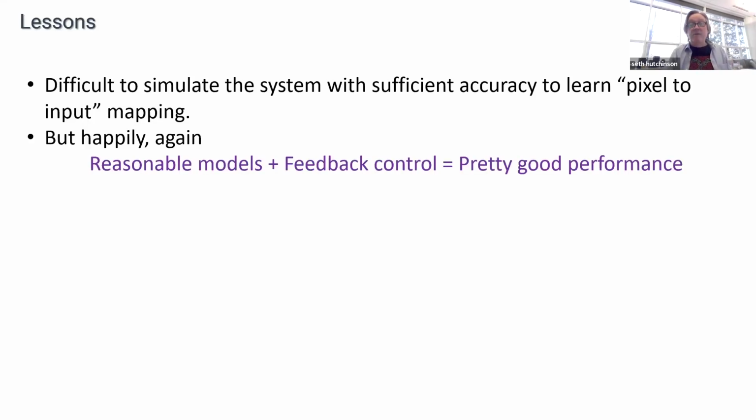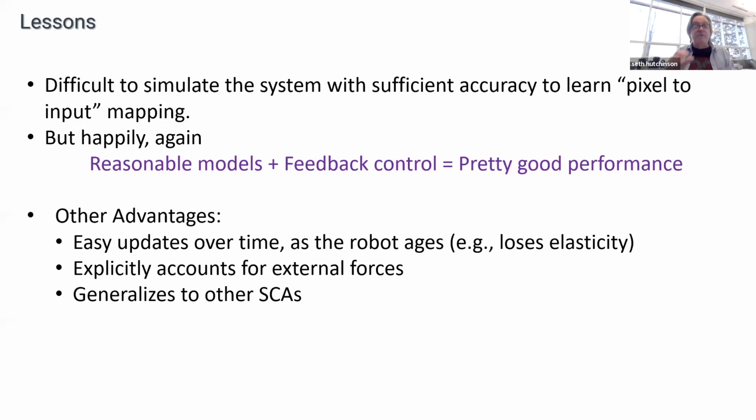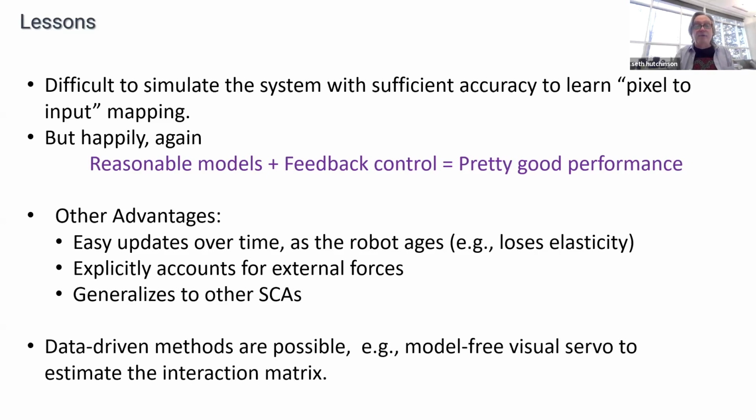But again, we learned that a reasonable model, and the Cosserat rod model is a pretty reasonable model, but certainly it's not true. Right? There are some very weird discrete effects that happen along the length of that robot because of these winding patterns of string. And yet the model, together with a closed loop feedback controller using vision, gives very good performance. It's easy to update everything in the model over time as the robot ages. There are explicit ways in the model to account for external forces. Even though we just treated them as disturbance, you don't have to. You can estimate them and deal with them. And it generalizes very well.